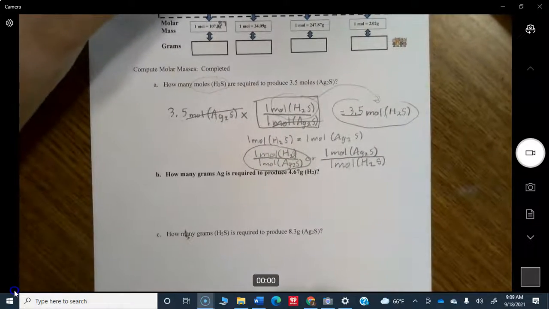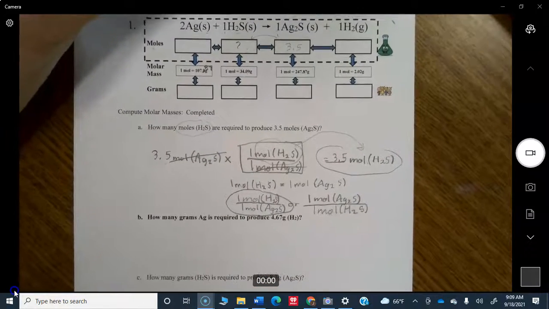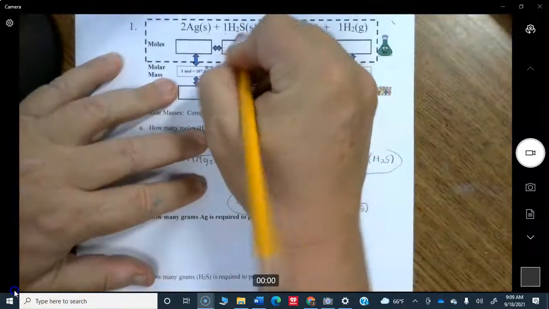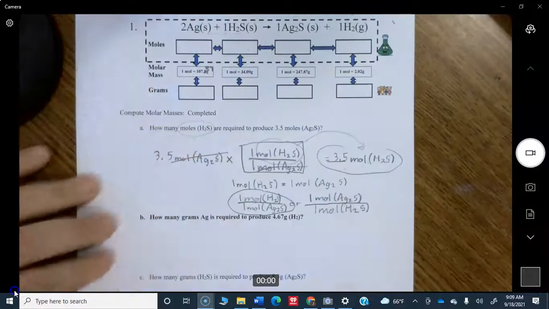Let's move on. We did B in class. I'll go ahead and do it here. All right, so how many grams? First thing I want to do, though, is erase your graphic organizer. Okay, you're going to use it over and over. Write very lightly in it in pencil so that you can use it over and over again.